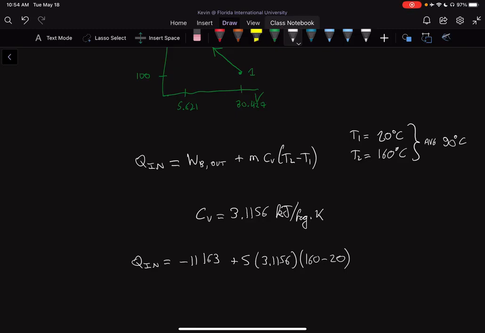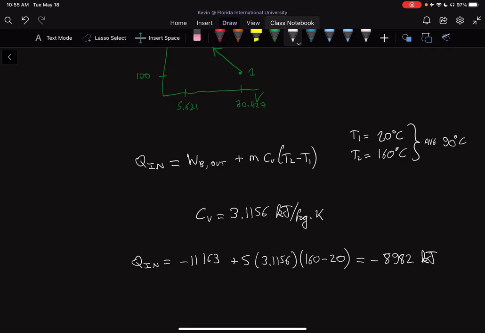And your final answer for Qin would be equal to minus 8,982 kilojoules. So that means, once again, that our heat is out of the system. Our heat goes out of the system, okay?